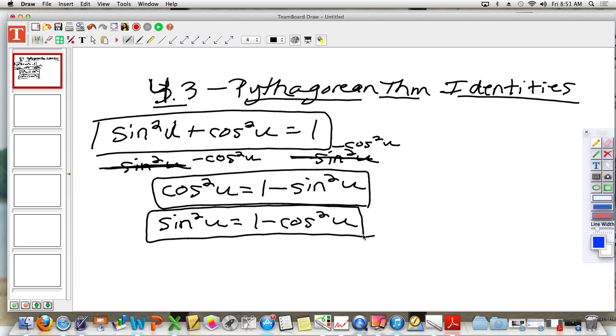So my point is this: if you ever see in a problem that you have 1 minus the sine squared of u, what is that the same thing as? It's the same thing as the cosine squared of u. What if you see 1 minus the cosine squared of u? What does that really mean? It means sine squared of u. What if you see sine squared of u plus the cosine squared of u? What is that equivalent to? 1. And you'll get good at recognizing these things as we work through some of these kinds of problems.